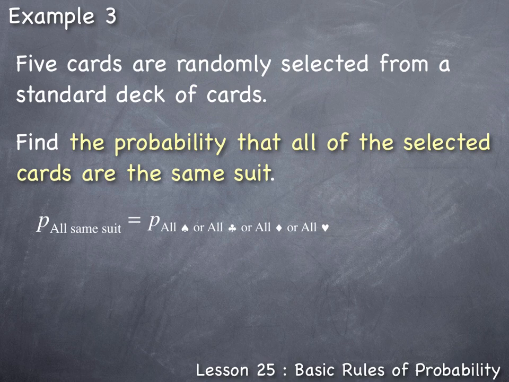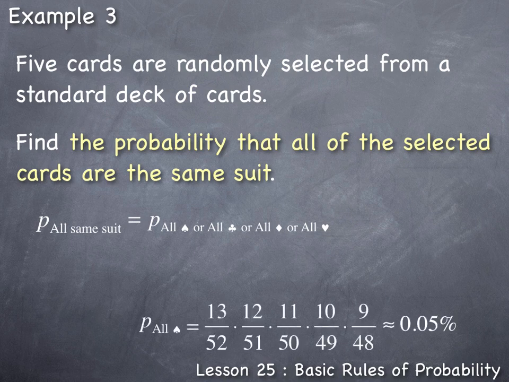Starting with the first, the probability that all 5 selected cards are spades was already solved in the previous example. And the probability that all 5 cards are spades was calculated to be 0.05%. So the probability that they're all spades is 0.05%. Or means we can add to the next probability, the probability that all 5 selected cards are clubs.